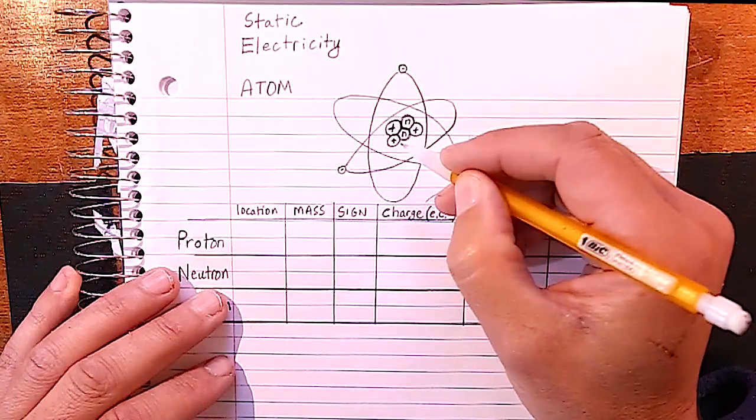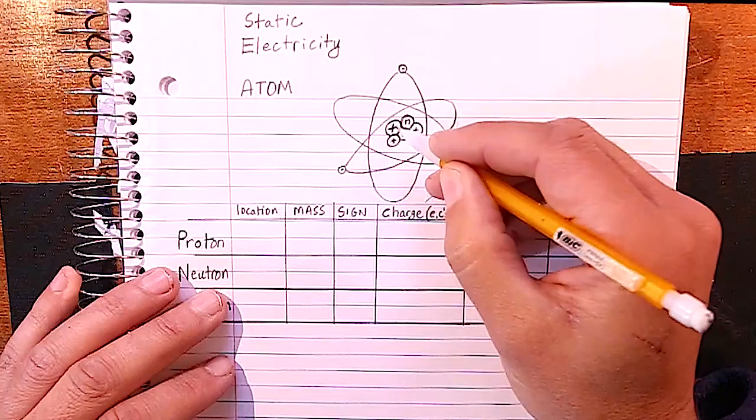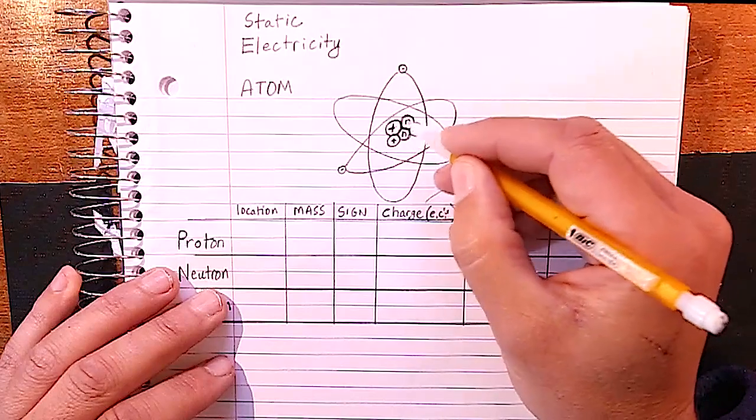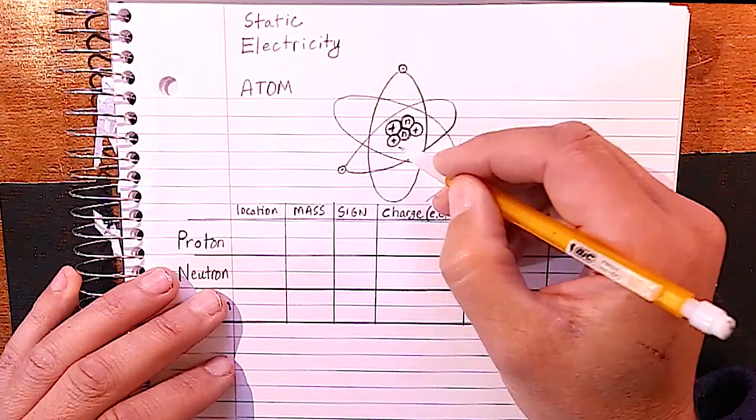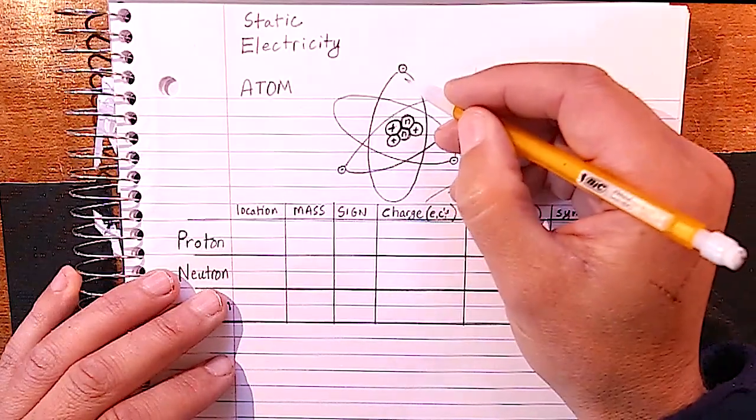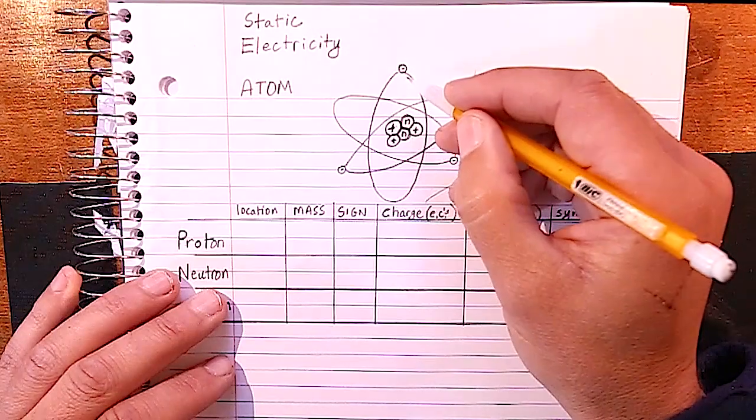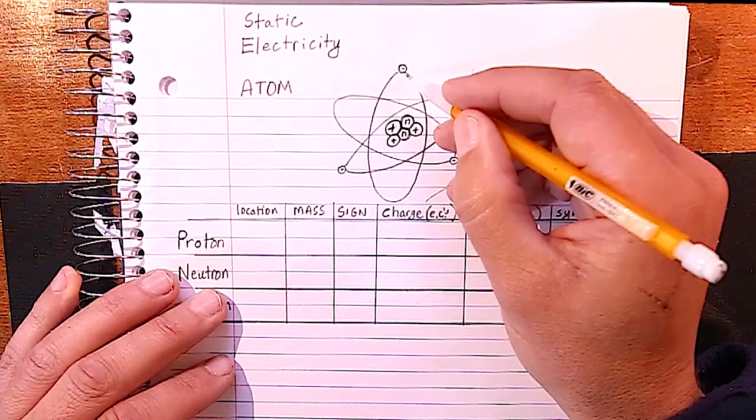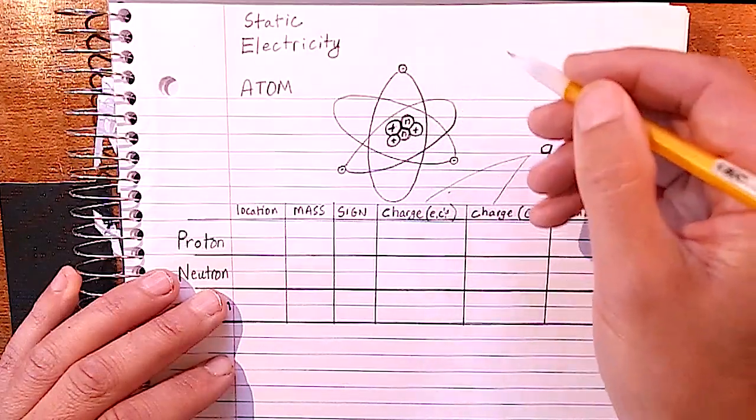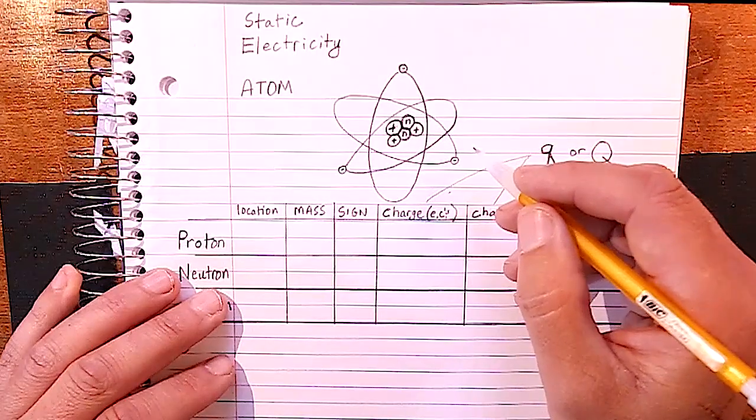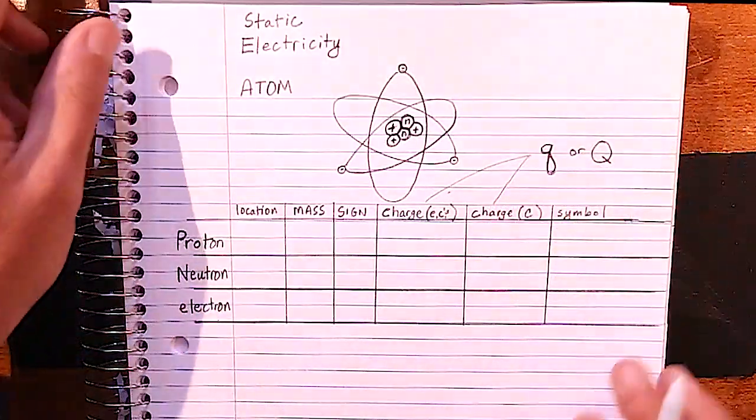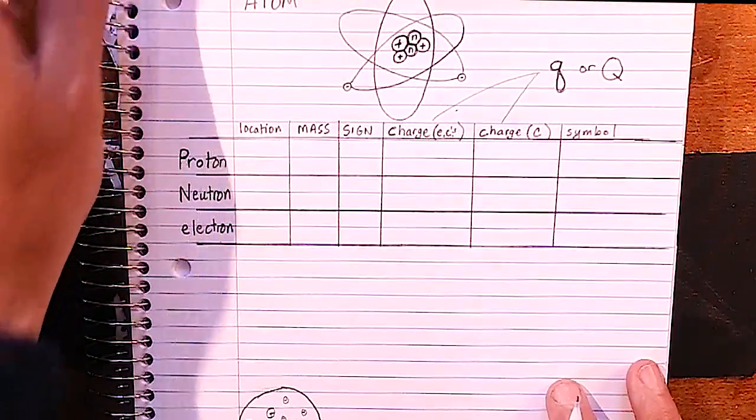The center is called the nucleus, and in the nucleus we have protons, which are positively charged, and neutrons, which are neutral. I'm going to talk about the neutrons briefly, but they really have nothing to do with static electricity. Orbiting around the nucleus on the outside are our electrons. Electrons are negative, they're less massive, and they're easy to remove from the atom because they're on the outside, and they're also easy to add, so that we can add or subtract electrons to change the electric charge of the atom. So let's look at more details of this.